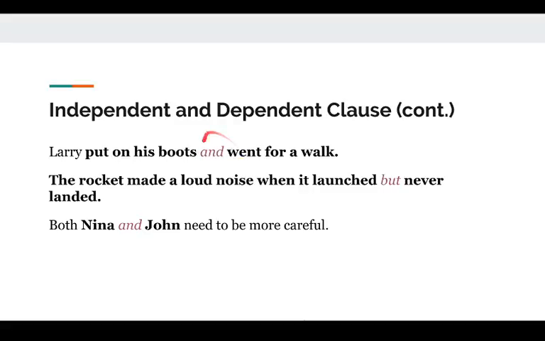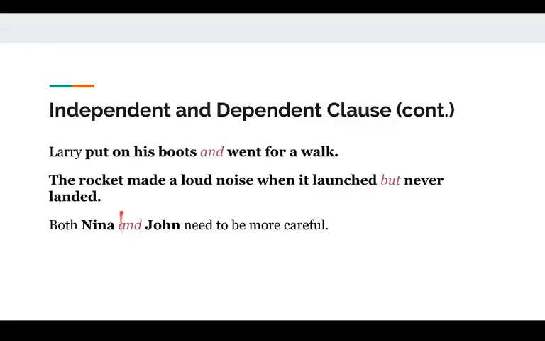And then we have and, which is our coordinating conjunction, went for a walk. So the reason that went for a walk here is the dependent clause of the sentence is because went for a walk does not make sense if you put it by itself. So if you just ignore this independent and this coordinating conjunction and just looked at went for a walk, if you read that in the middle of a paper, it wouldn't make sense. That's why it's a dependent clause. It's depending on an independent clause and this coordinating conjunction to make sense in this sentence.